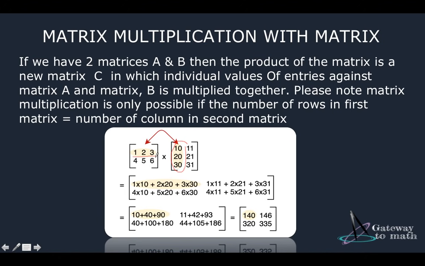If I would have had, let's say, one more entry here, 4, then these two matrices cannot be multiplied. To make a multiplication possible, we would need another entry here, let's say 40, and then we would have 4 entries here and 4 entries here, and then we can multiply.